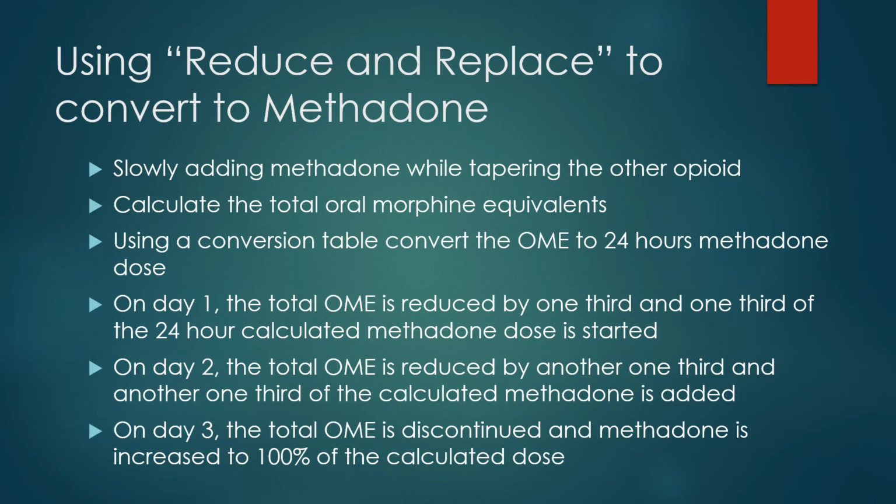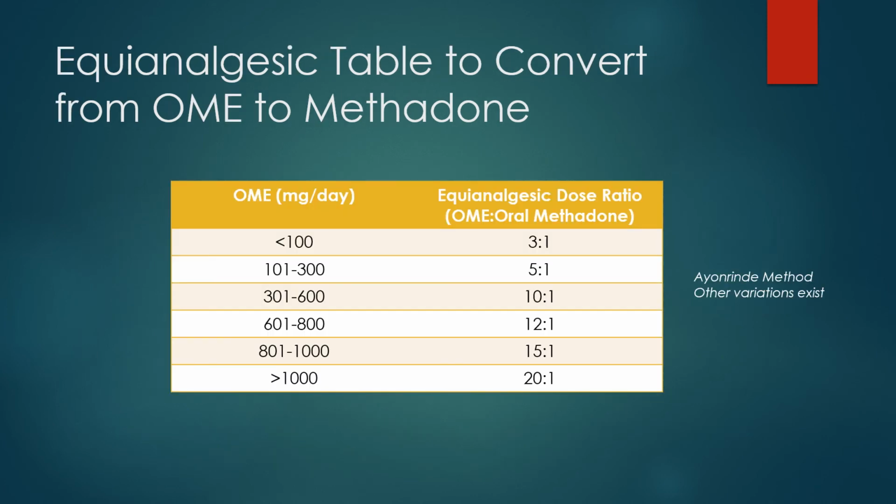On day 1, the total OME is reduced by 1/3, and 1/3 of the 24-hour calculated methadone dose is started. On day 2, the total OME is reduced by another 1/3, and another 1/3 of the calculated methadone dose is added. On day 3, the total OME is discontinued and methadone is increased to 100% of the calculated dose. This is an equianalgesic table to convert from oral morphine equivalents to methadone. This is the Ayonrinde method, but other variations do exist.